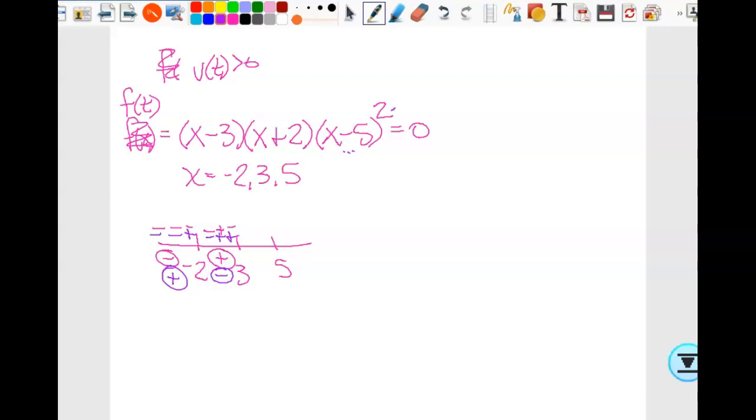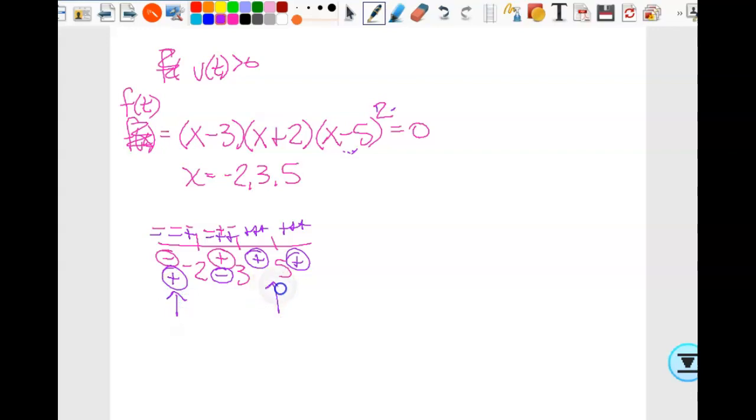When I substitute in 4, I'll get positive, positive, positive. That's positive overall. 6 will also give me positive, positive, positive. That's positive overall. And notice where that square is, that's where it didn't alternate. If you don't remember those things, it's fine right now. Doing a full sign chart is really not that big of a deal, and sometimes you need to do the whole thing anyway.